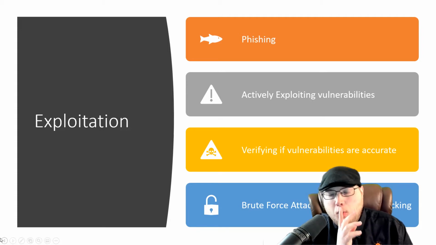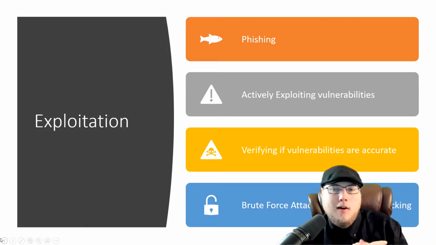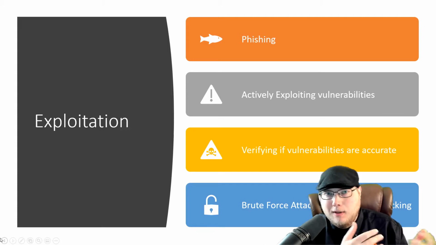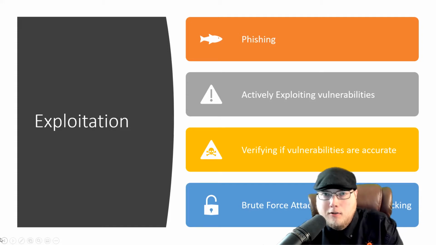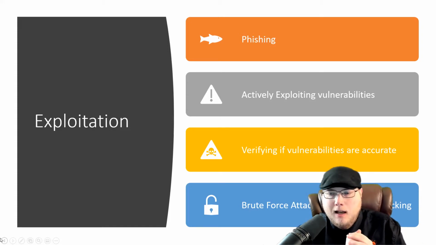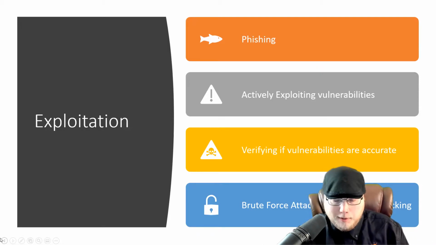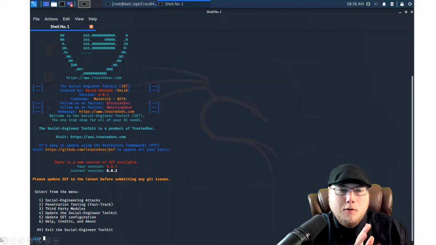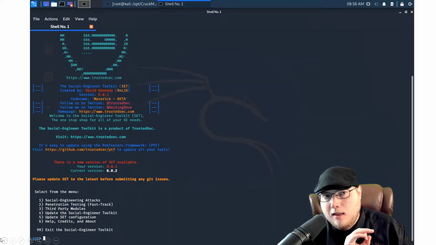And one of the ways that when you're performing hacking, if you're doing ethical hacking, is we verify if vulnerabilities are accurate. So after we run a Nessus scan, after we've looked at things with Nmap, we want to verify that the vulnerabilities we found make sense. And then there's also brute force attacks and password hacking. We'll cover a little bit of that. So let's start with how someone might generate a phishing email.